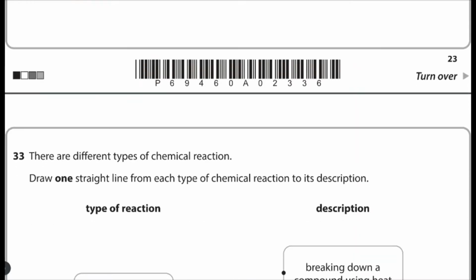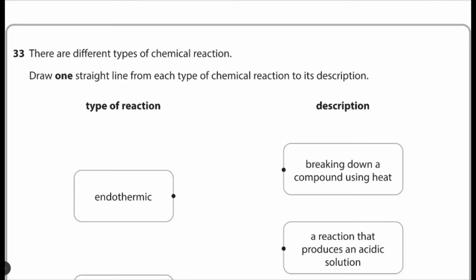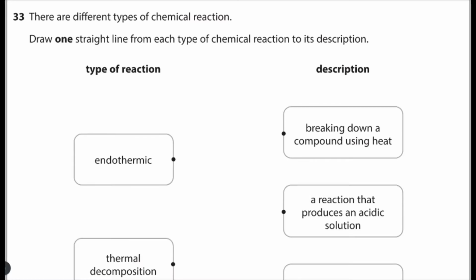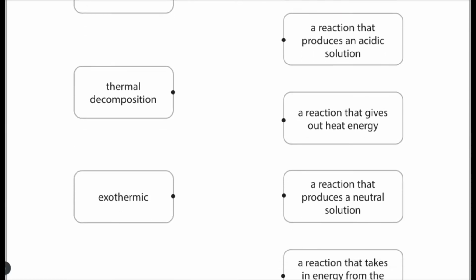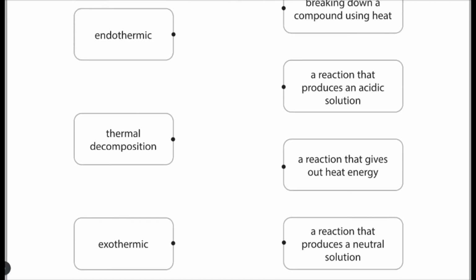Next, 33. There are different types of chemical reaction. Draw one straight line from each type of chemical reaction to its description. They have given endothermic, thermal decomposition and exothermic. Endothermic means energy is taken in, exothermic means energy is going out, and thermal decomposition means energy is taken in and it breaks down the compound into other smaller compounds or molecules.